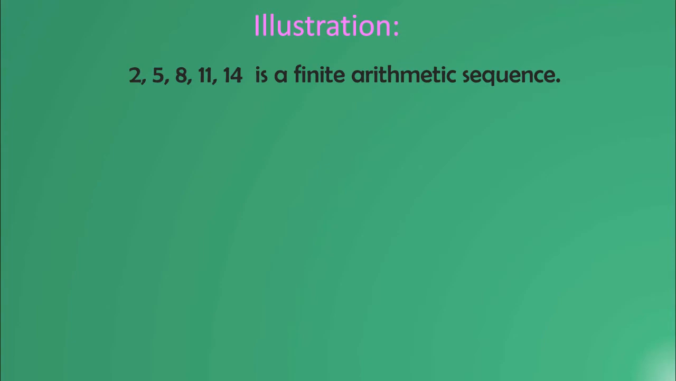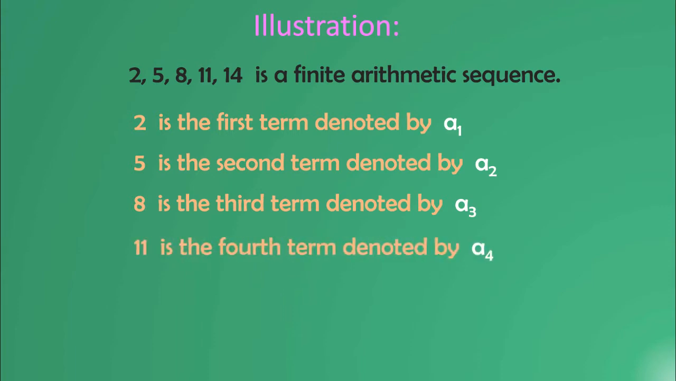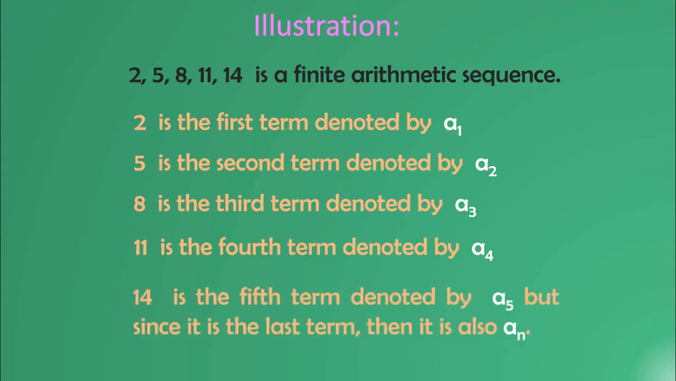Now to illustrate, 2, 5, 8, 11, 14 is a finite arithmetic sequence. 2 here is the first term denoted by a sub 1. 5 is the second term denoted by a sub 2. 8 is the third term denoted by a sub 3. 11 is the fourth term denoted by a sub 4. And 14 is the fifth term denoted by a sub 5. But since it is the last term, then it is also denoted by a sub n.